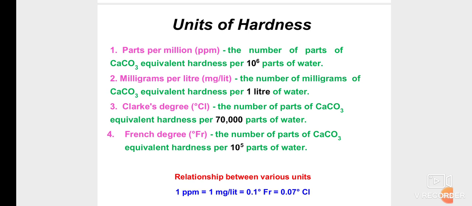How can we remove the two types of hardness? Temporary hardness can easily be removed by boiling the water and by adding lime. How can we remove permanent hardness? For permanent hardness we use the lime soda process and the zeolite process. Using these two methods, we remove the salts producing permanent hardness from the water. Adding permanent hardness and temporary hardness gives the total hardness.